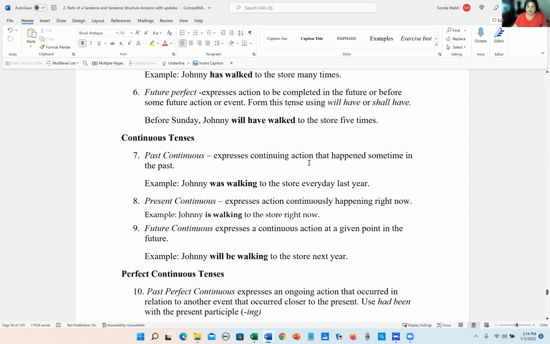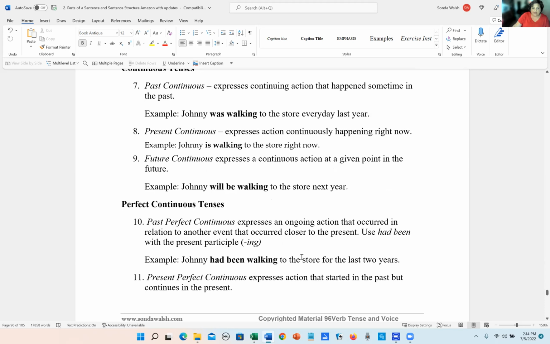These are for writing. All right, let's look at past continuous. Continuous expresses continuing action that happens sometime in the past. Johnny was walking to the store every day last year. Present continuous expresses an action continuously happening right now. Example, Johnny is walking to the store right now, right this very minute, someplace on earth, Johnny is walking to the store. And a future continuous expresses a continuous act at a given point in the future. Johnny will be walking to the store next year.